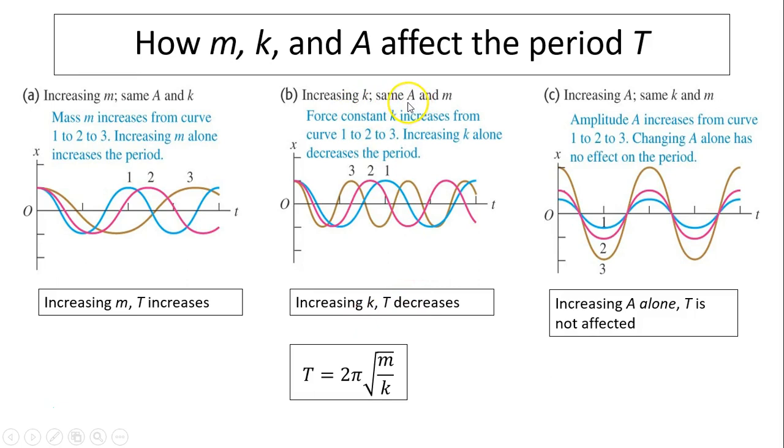Increasing k with the same amplitude and the same mass, you're kind of squishing it. 1 has the smallest k, 3 has the biggest k. You're pushing it toward x equals 0, squishing it. So increasing k, T decreases. The time between crest and crest becomes smaller. While you're increasing A, with k and m remaining the same, T doesn't change. You only change the amplitude.